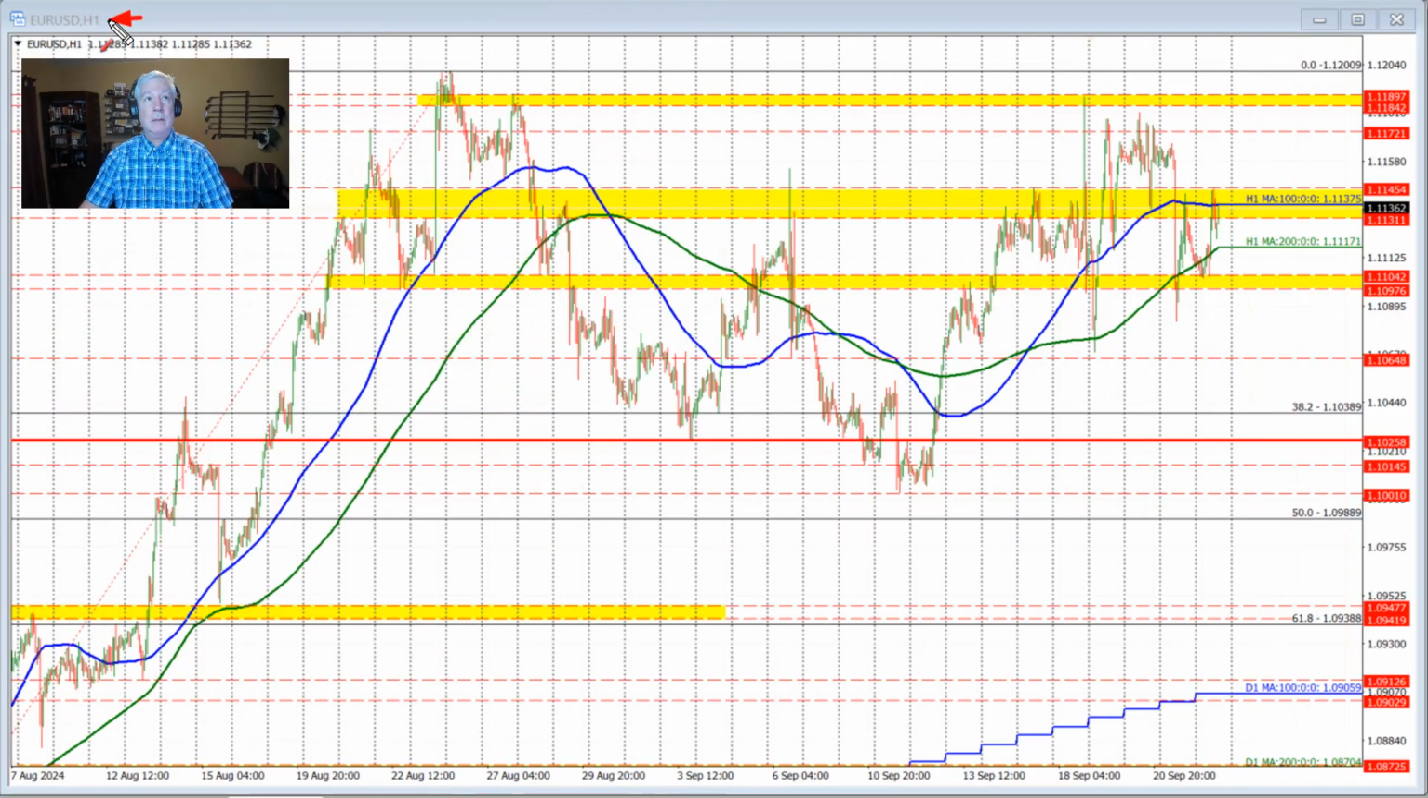Let's get started. I'm going to take a look at the hourly chart, and if we take a look at this yellow area right here, the yellow area is defined by a number of different swing lows and swing highs going back in time. I'll outline some of the levels through here where the price either found support or resistance within that area.